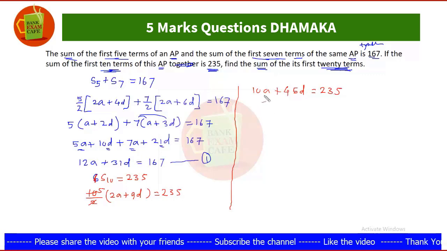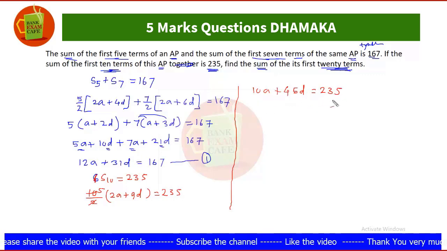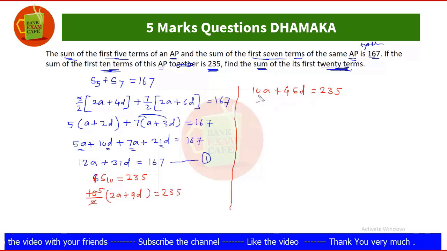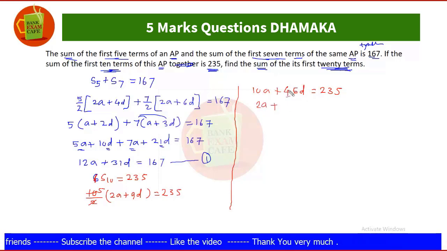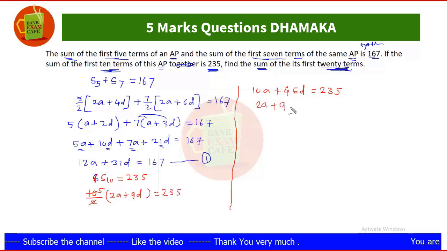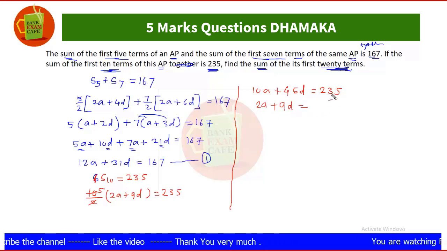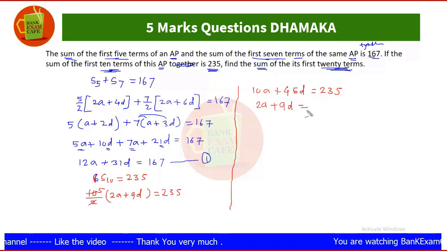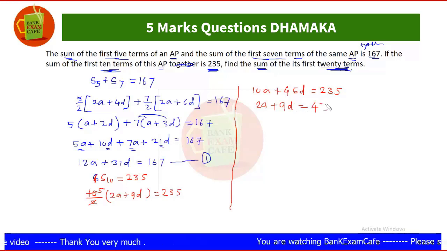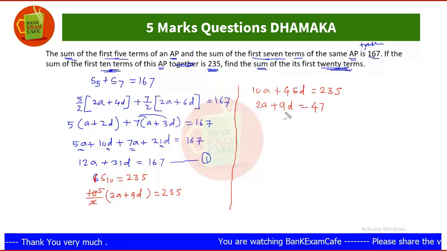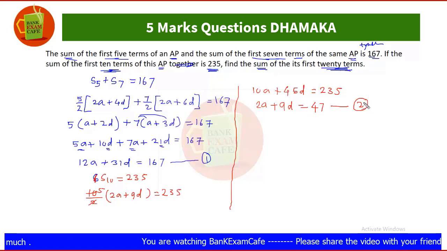Here 5 will be the common factor, so divide by 5 throughout the equation, and so it will be 2a plus 9d, which is equal to, 5 4s are 20 and 5 7s are 35, 47. So 2a plus 9d is equal to 47. Let this be equation number 2.